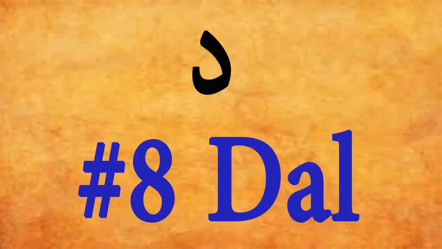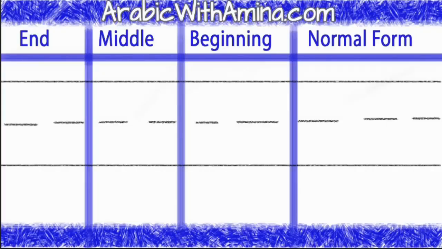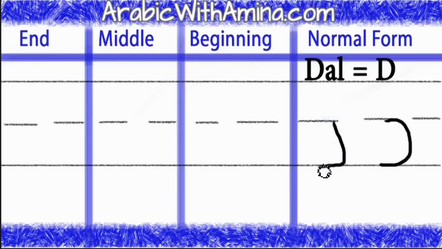Letter number 8 is called Dal, and in English it would be equivalent to the letter D. And this is how it's written in its normal form, in the beginning of the word, middle of the word, and end of the word. There are two ways to write it. You can write it in the first way where it's part circle, or the other way where it's like a triangle missing one of the lines.